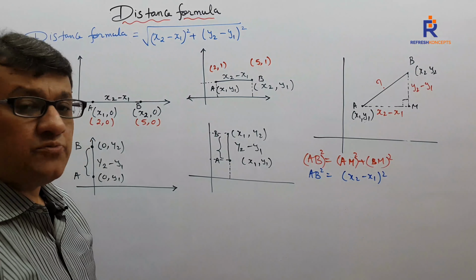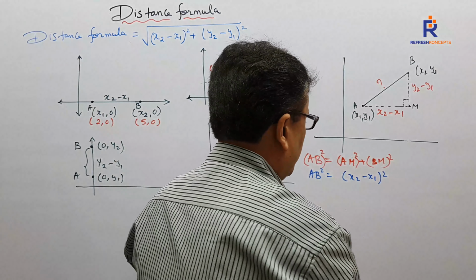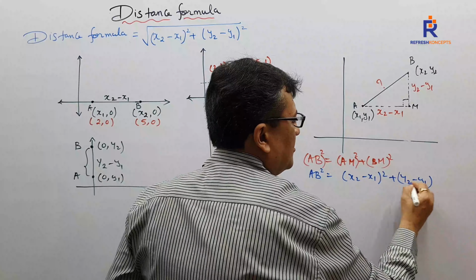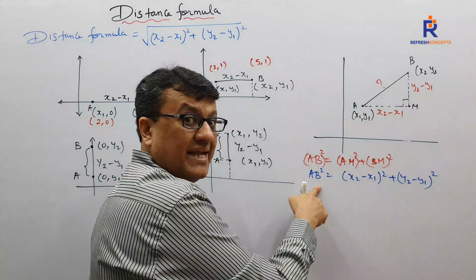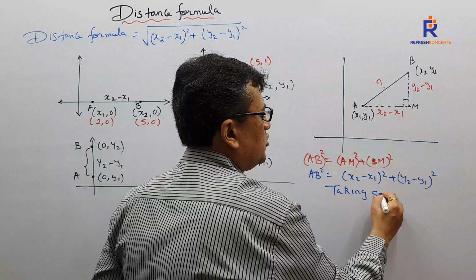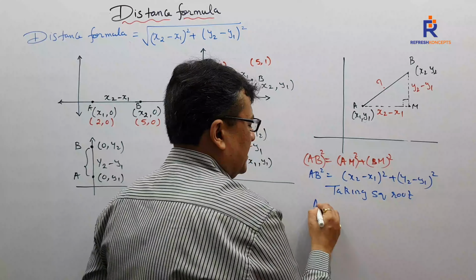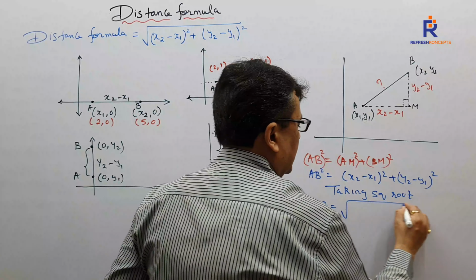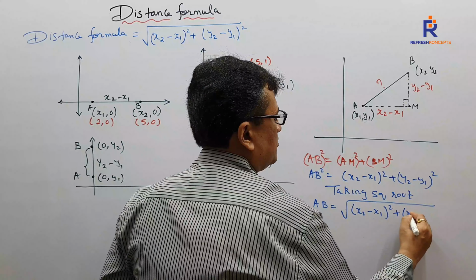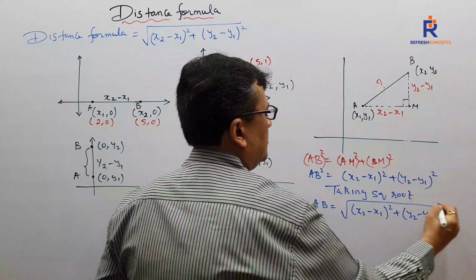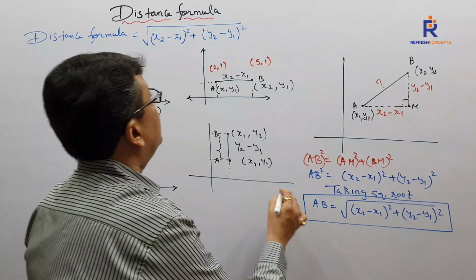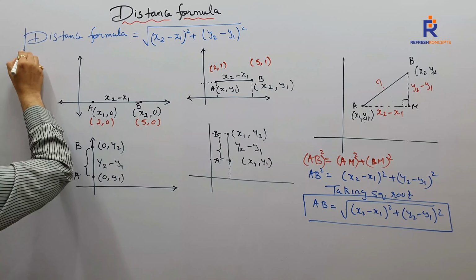Right? So can I say x2 minus x1 the whole square plus what will I say over here? y2 minus y1 the whole square. That is what is AB square. But I just want AB. So taking square root, what shall I get? AB is under root of x2 minus x1 the whole square plus y2 minus y1 the whole square. This is how we obtained our distance formulae.